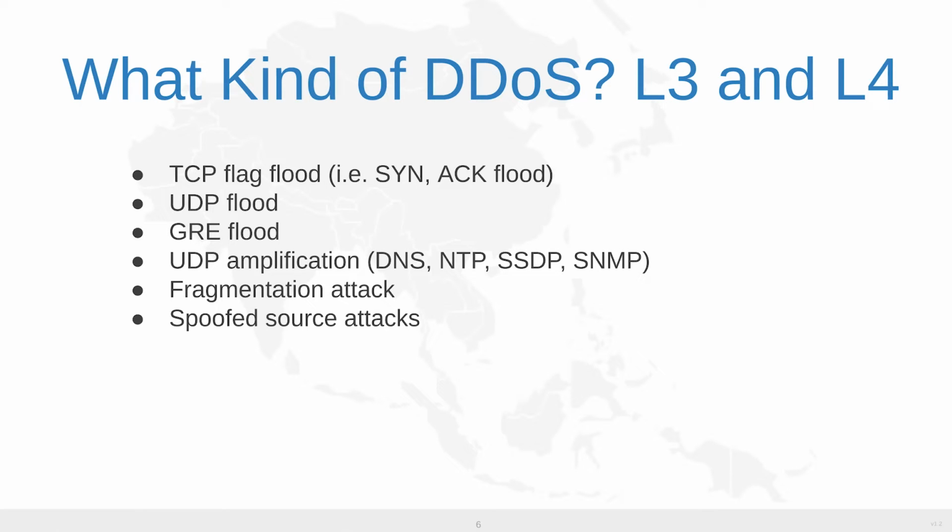UDP floods: many of them just generate some random or semi-random payload and send it to the victim host in an attempt to overload their channels or their software on their end. GRE flood, again nothing special, just the protocol field set to the GRE protocol ID. And one of the most popular ones, of course, is UDP amplification attacks. There are many vectors of UDP amplification attacks. The most popular ones are DNS, SSDP, NTP, SNMP.